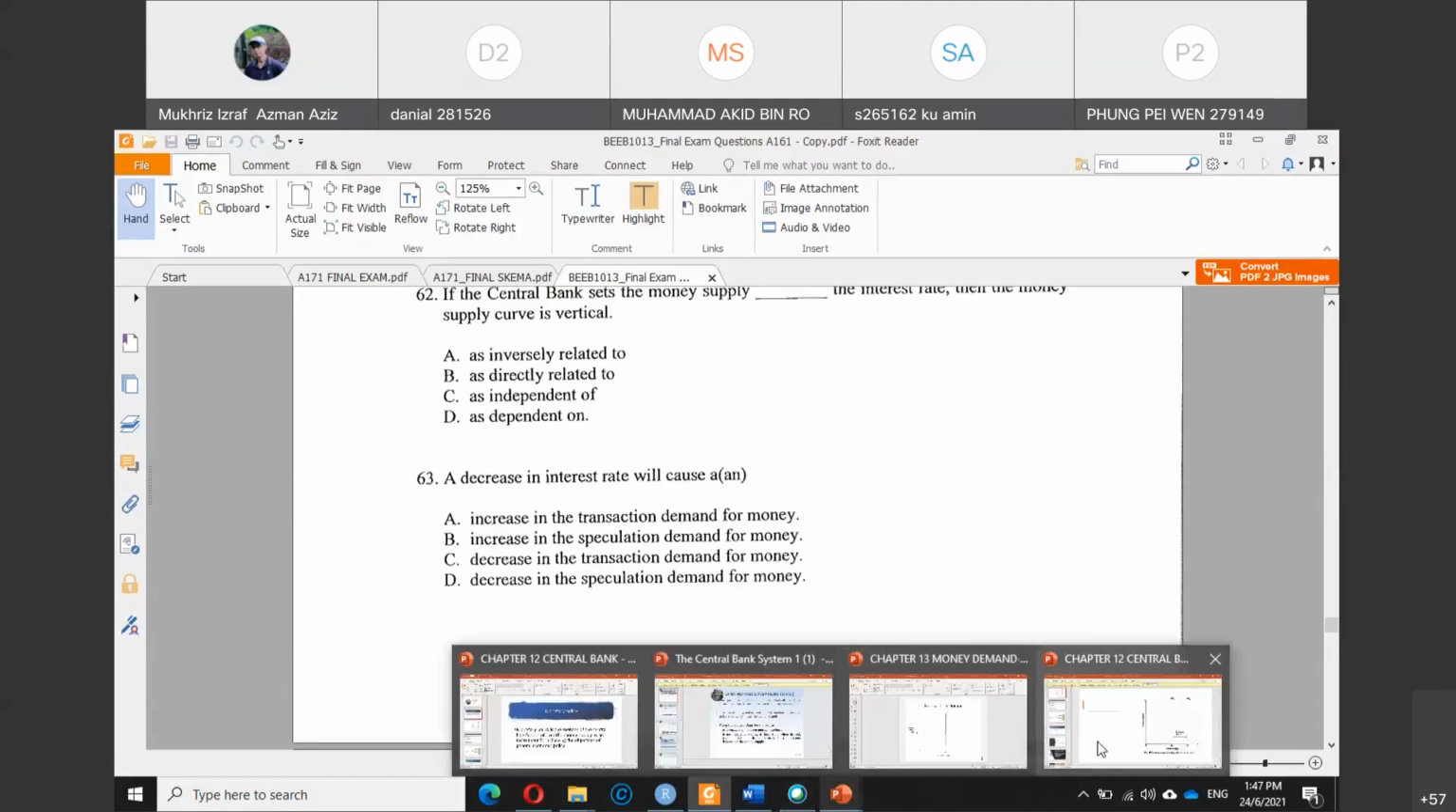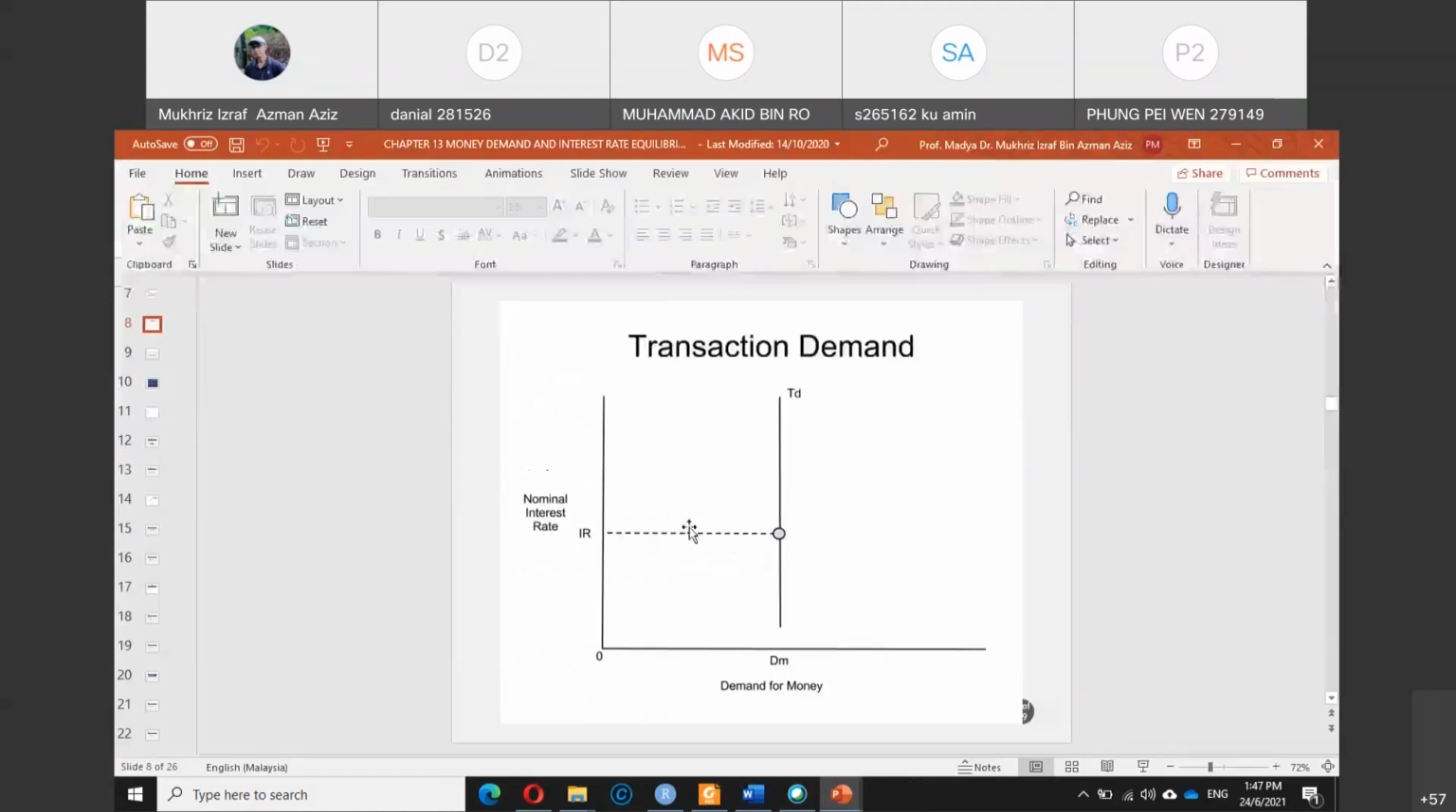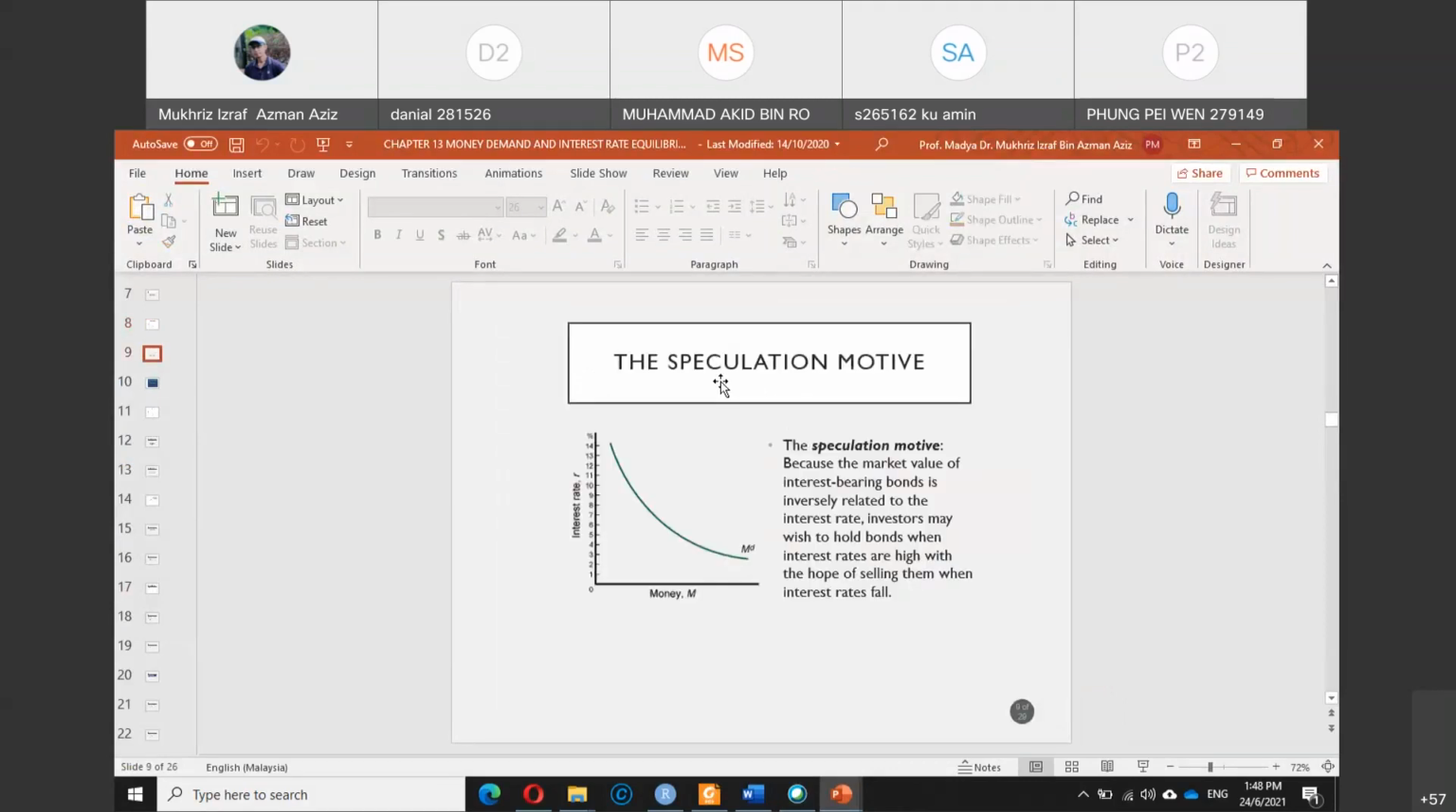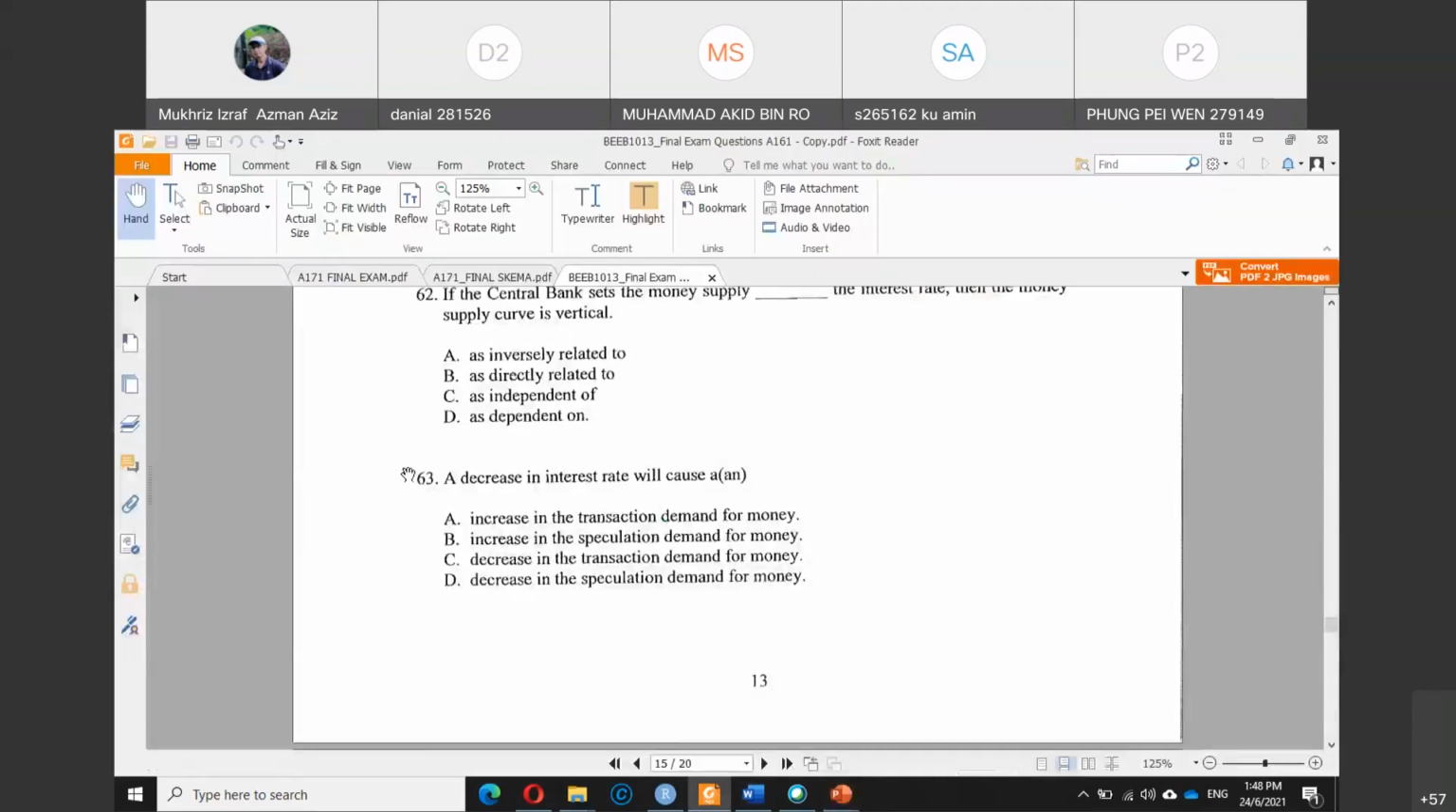Okay, so from this slide, we know that for transaction demand, the interest rate is independent of the demand for money, meaning that whether it goes up or down, the demand for money for the transaction motive remains constant. But for the speculation motive, when the interest rate goes up, speculation demand for money goes down; when the interest rate goes down, demand for money goes up. So for 63, a decrease in interest rate should increase speculation demand for money.